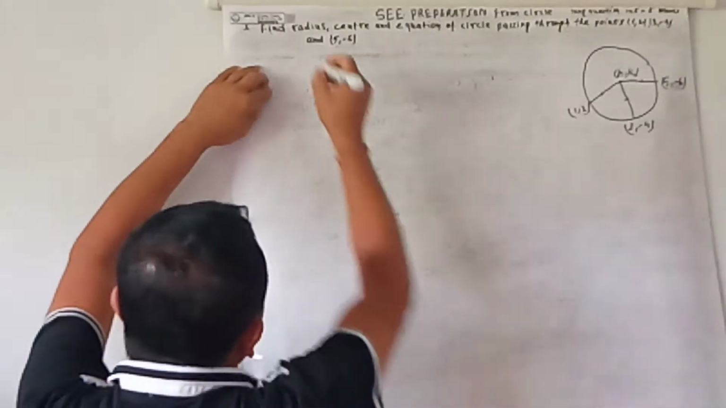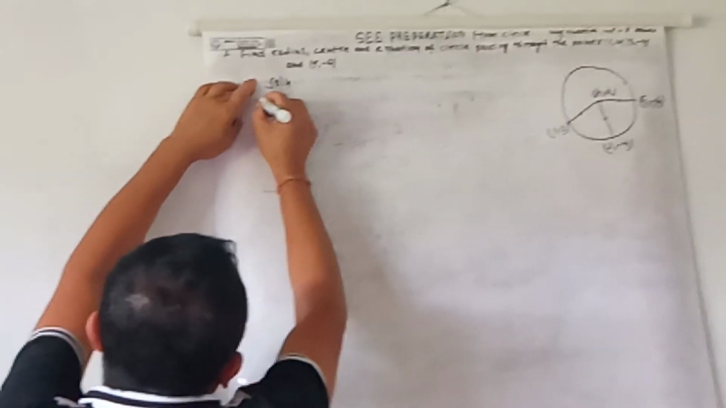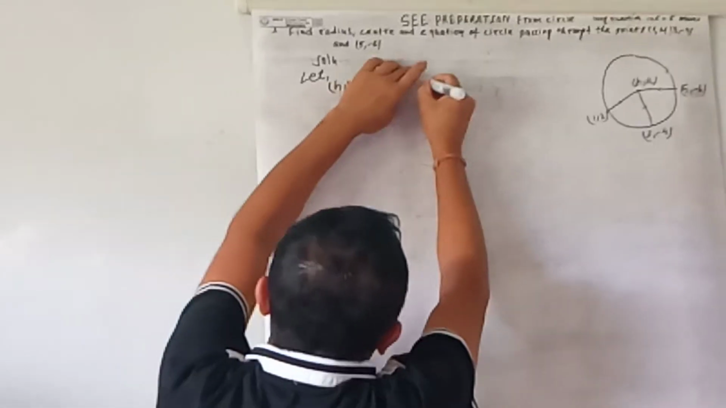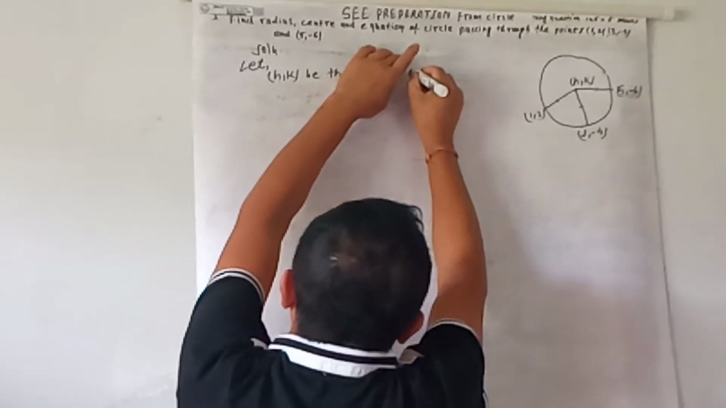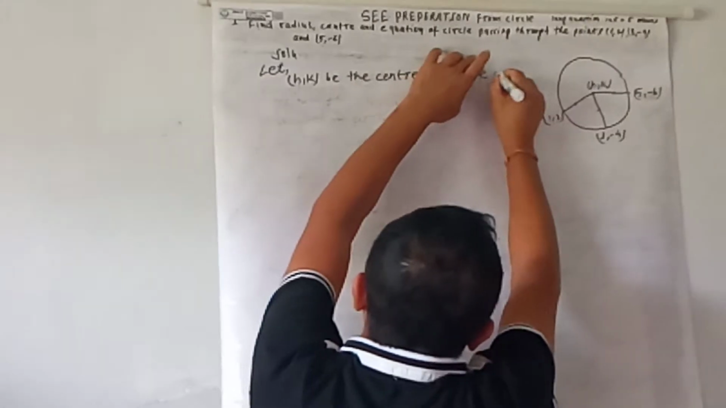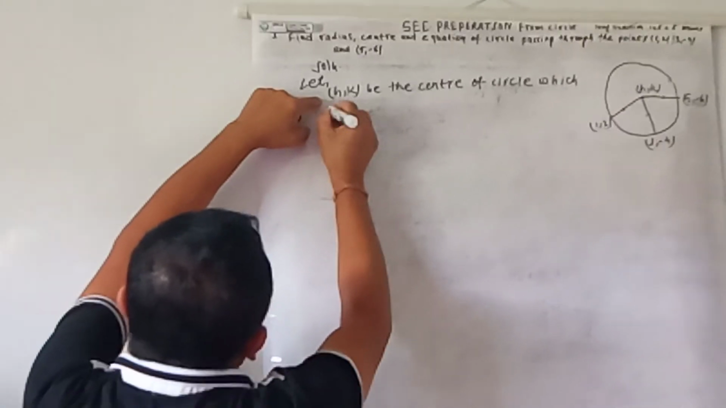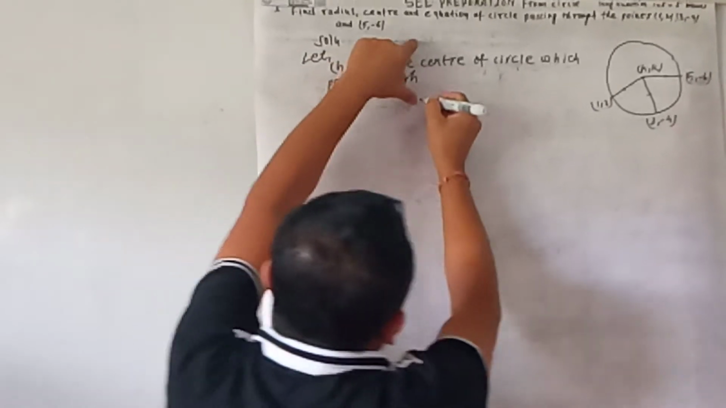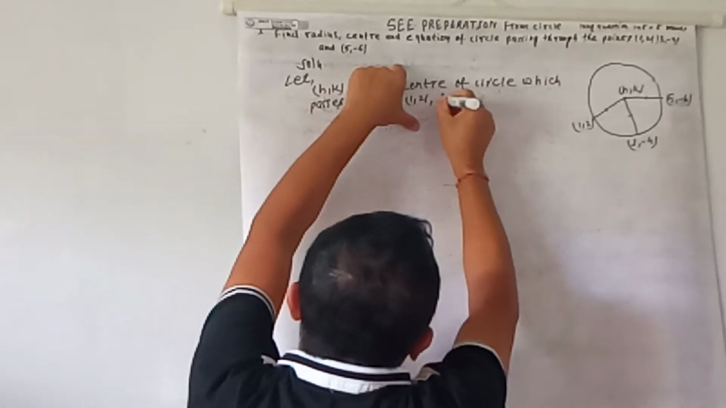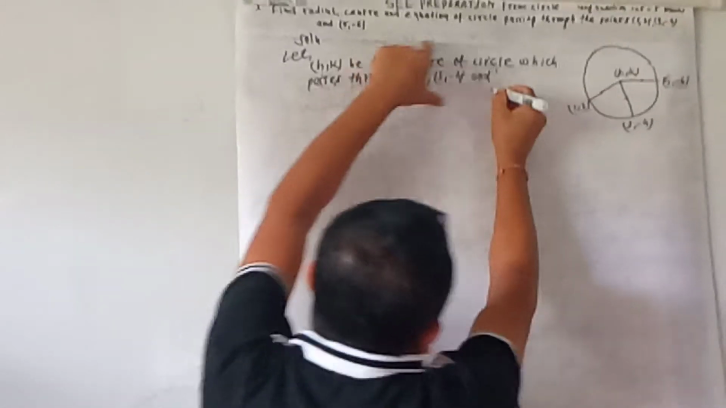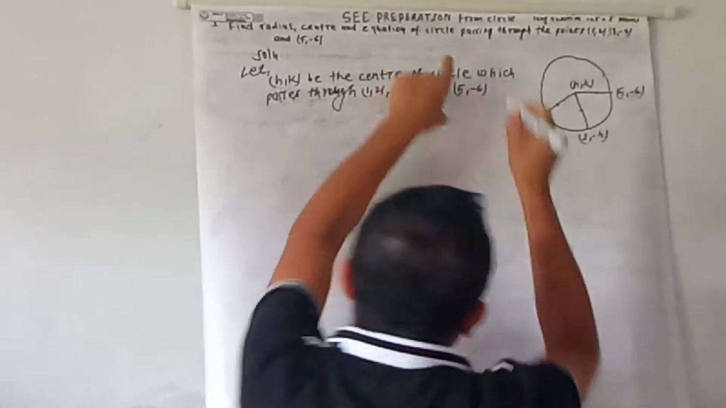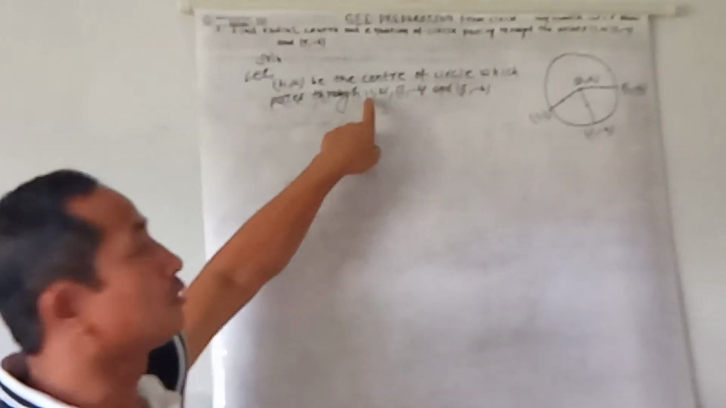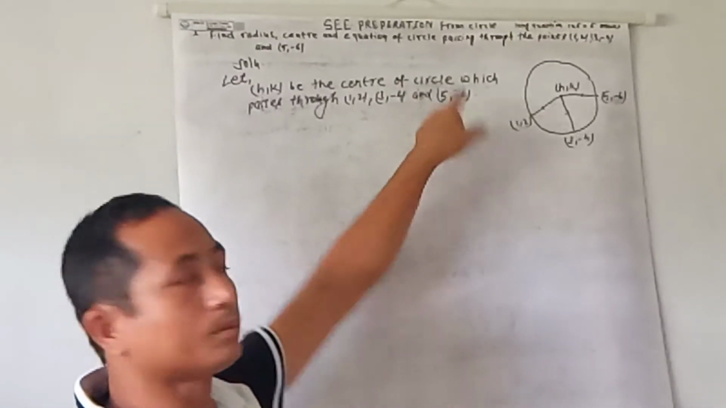Here, we should solve in this way. Solution: let (h, k) be the center of the circle which passes through the points (1, 2), (3, -4) and (5, -6).